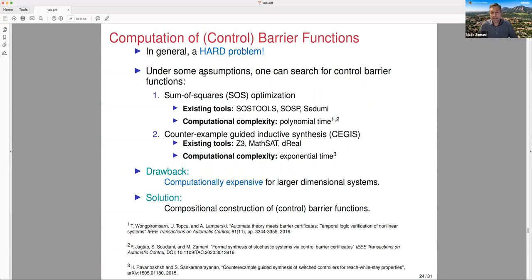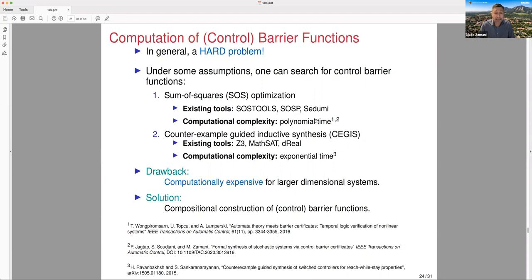So under some assumptions, if your dynamic is in the form of polynomial, people actually provide techniques for searching for those functions, for example, by resorting to sum of squares optimization. And there are some tools that you can actually use to search for sum of squares type barrier functions. And the complexity, if the degree of the polynomial is given, and if you assume the barrier is in the form of polynomial, is polynomial time.